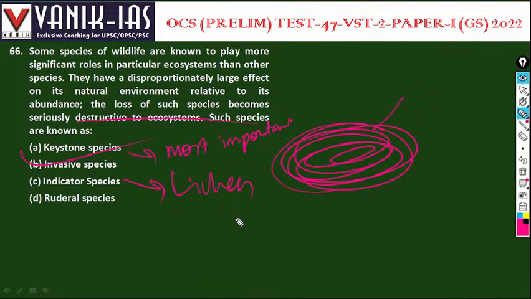Then what is a pioneer species? It is a type of plant species that first colonizes disturbed land. They will colonize, like invasive species also. So here B is the answer.